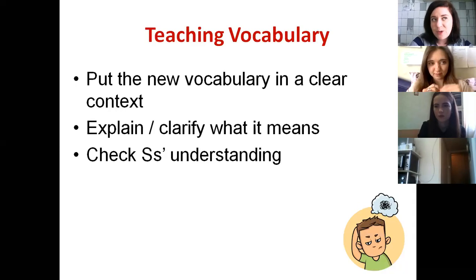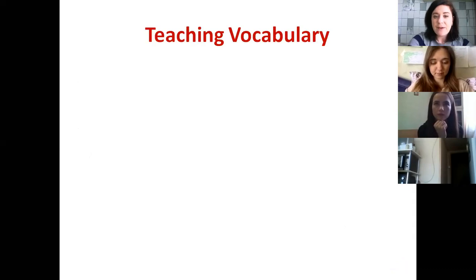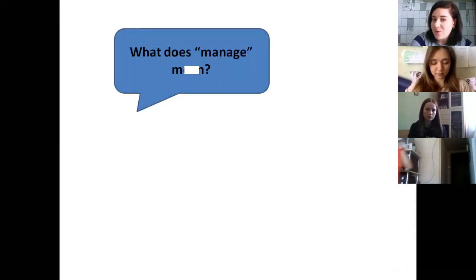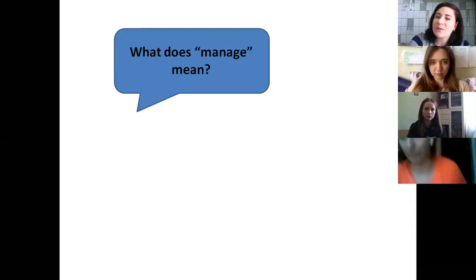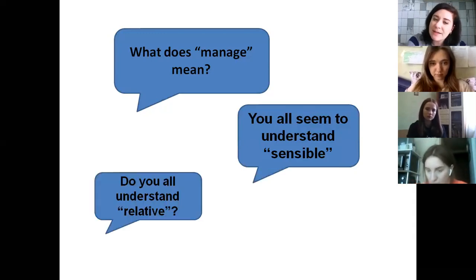First of all, before asking CCQs, you can already listen to your students and you can already understand how they use this or that target language. Sometimes it happens that students have almost no problems or just a few problems, but anyway, it's important to ask CCQs. And how can it be? So the easiest question that comes to mind: what does, for example, manage mean? You all seem to understand sensible, or do you all understand relative? So these are questions that from time to time we can hear from our colleagues, from teachers, but are these questions appropriate or not?